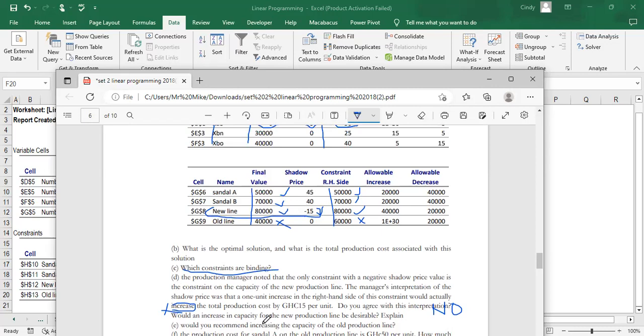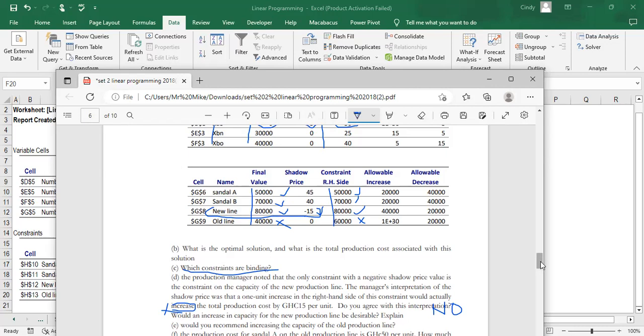Would an increase in the capacity for the new production line be desirable? Yes, it would be desirable. Why? Because we all want cost to reduce. So if we increase and it can reduce our cost, then it is recommended, right?